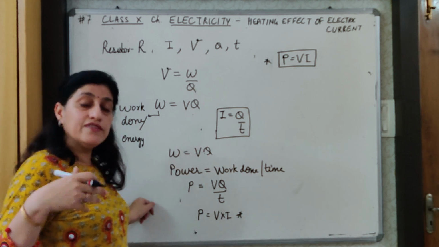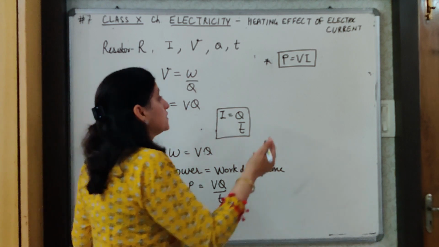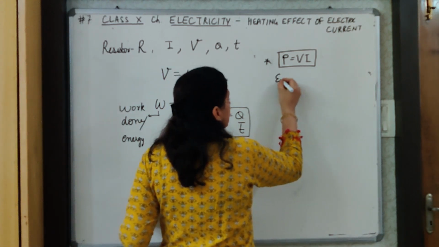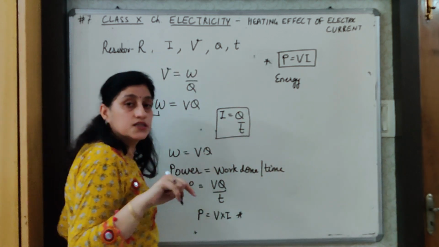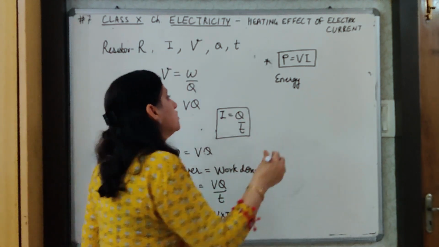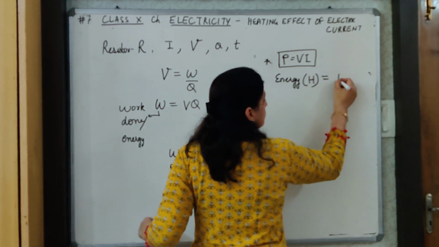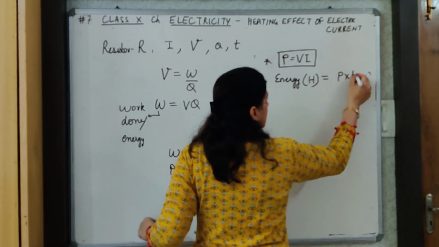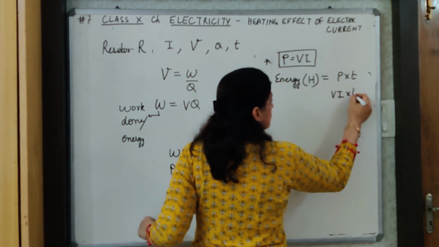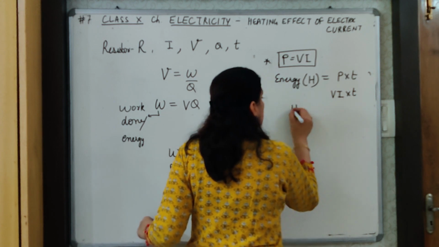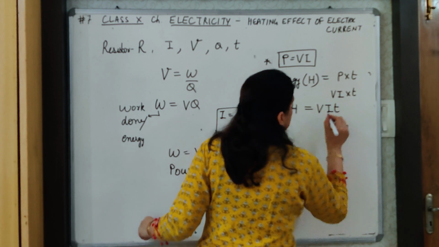But generally when we get electricity bills, it is on the energy, how much energy is used. So we know that the energy produced, and here the energy is produced in the form of heat. So we will write H for that. And energy is equal to power into time. So this is my power, VI into time in seconds. So heat energy will be equal to VIT.